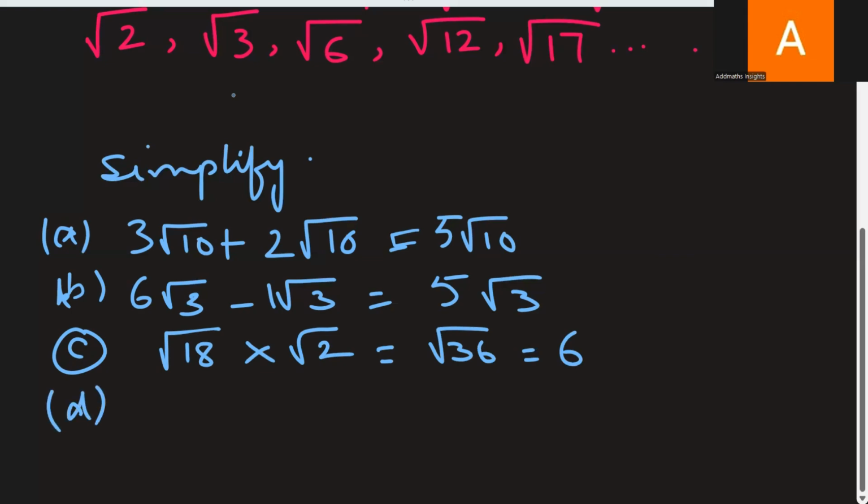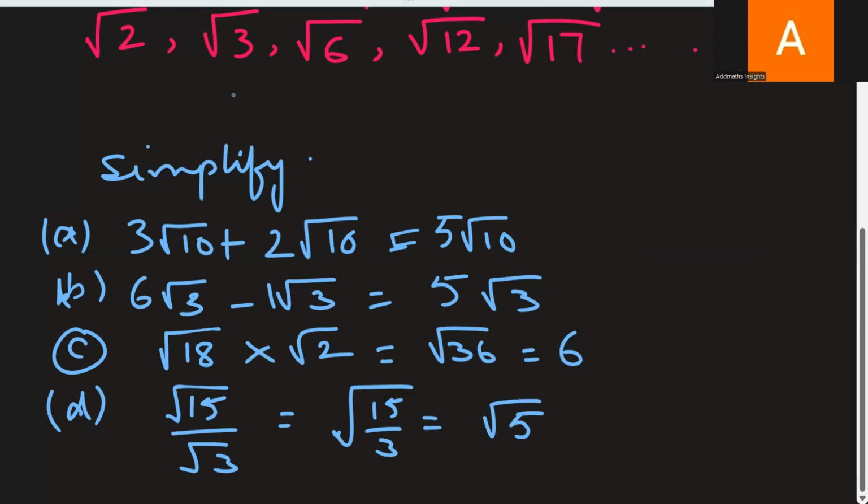Or in the same way, you can divide them as well. For example, it is square root of 15 over square root of 3. Then you can express it as square root of 15 by 3, which is equal to square root of 5, because when you simplify 15 by 3, your answer is 5. So you can add surds, and for addition, they must be the same. That means you can add or subtract like terms only. Like 3 square root of 10 plus 2 square root of 10 is 5 square root of 10, or you can subtract them. For multiplication, you multiply the numbers inside the square root sign, and for division, you divide them, right?